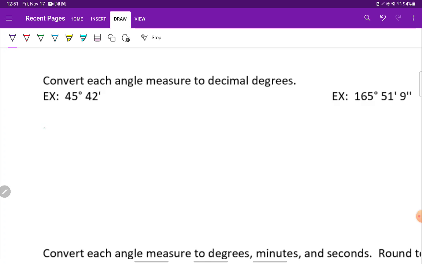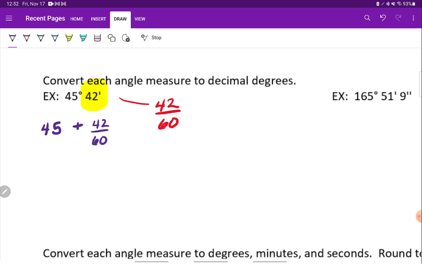Well, our 45 degrees, that's just going to be a degree, and we're going to add an amount to it. This 42 minutes is part of a degree. Remember that each whole degree is 60 minutes. So to figure out what portion of a degree 42 minutes is, we are going to take that 42 and divide it by 60, and that'll give us the decimal portion. And then we're going to take whatever that is and just add it to 45.